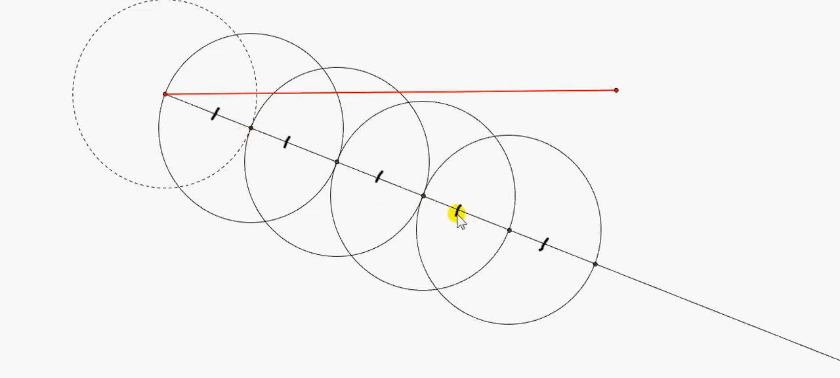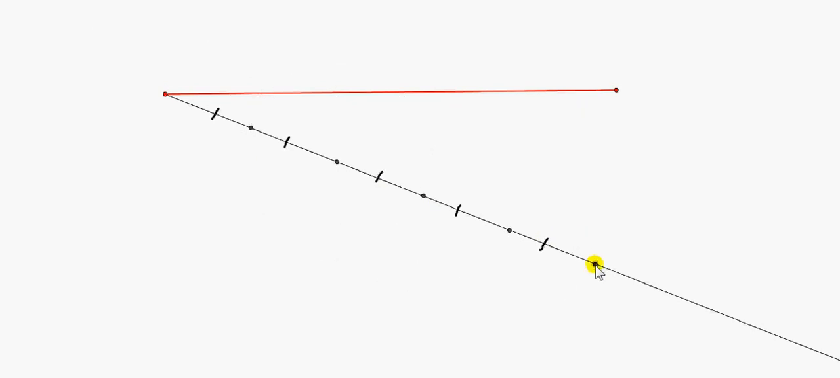So you just step off lengths on this line with your compass. So we want to step off 5 lengths here. So we want to divide the red line into 5 equal pieces. Next, we join this point here up to the end of the line segment. And we draw lines parallel to this line through these points.